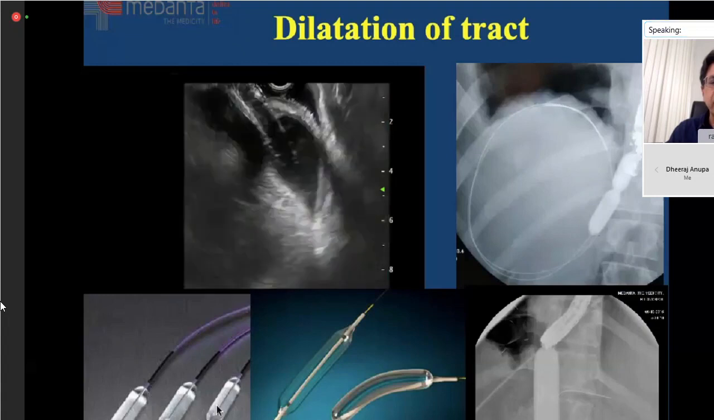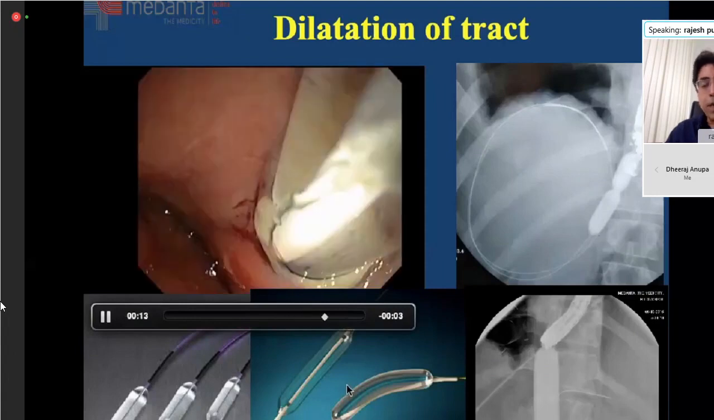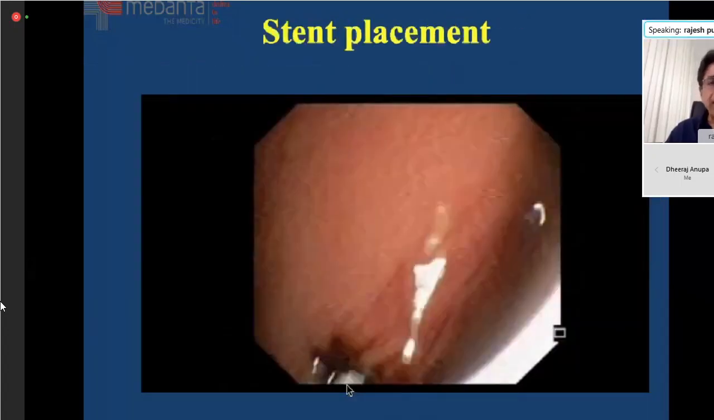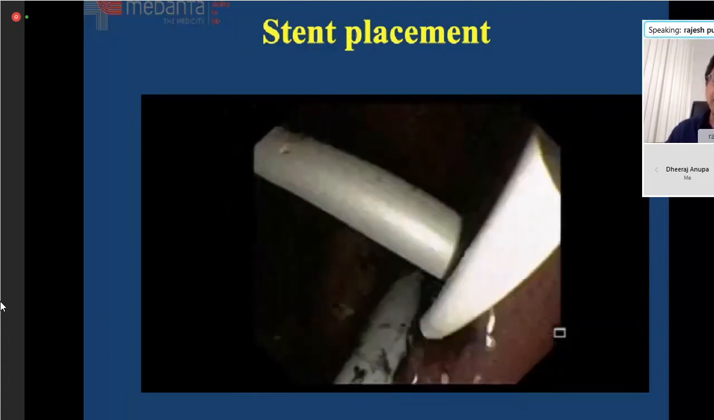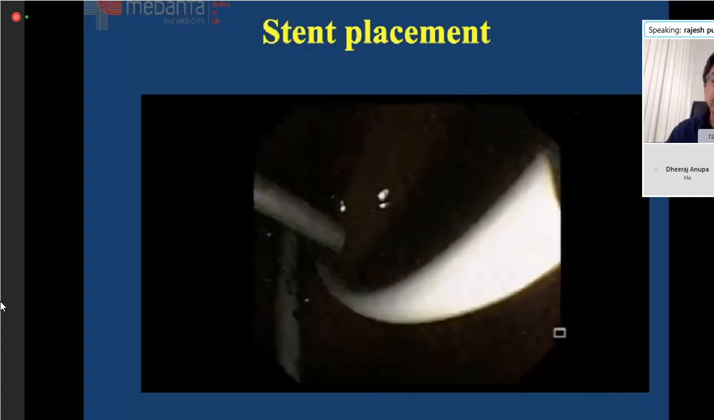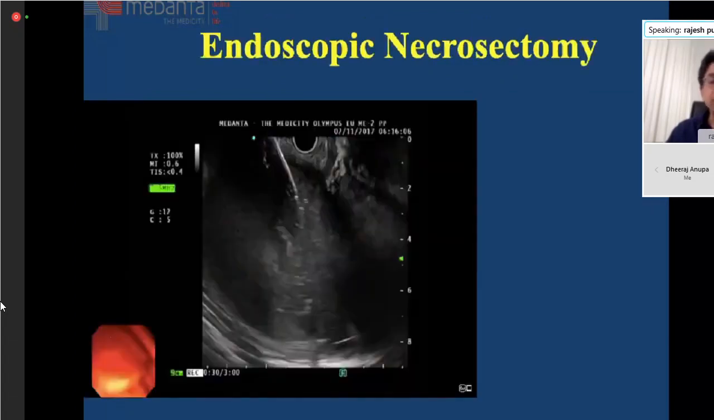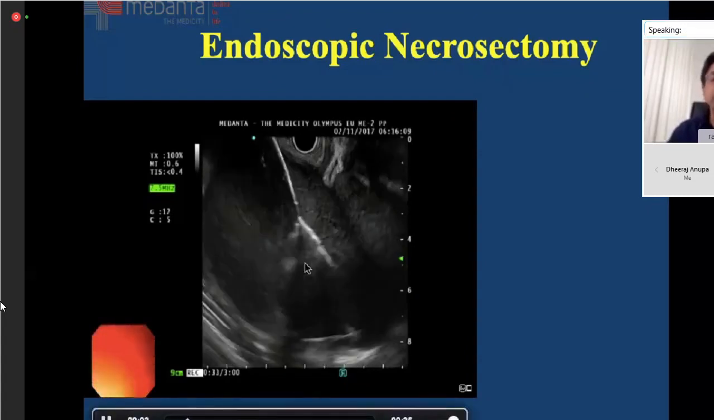If you're planning to put a metal stent, then dilate with the CRE balloon, a 4 to 6 millimeter dilatation, depending upon what kind of stent you are planning to put. Once you have dilated the tract, if you are planning a plastic stent, you can put it under endoscopic guidance. You can put 1 or 2 plastic stents, or you can place a nasocystic drain. If you are planning a metal stent, then under EUS guidance you use either an Nagy stent or a lumen apposing stent.